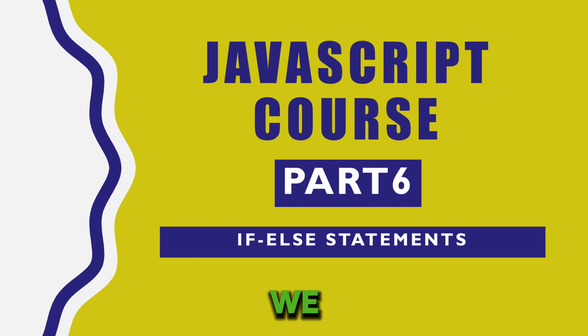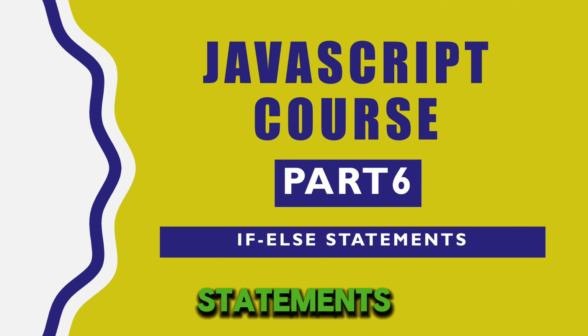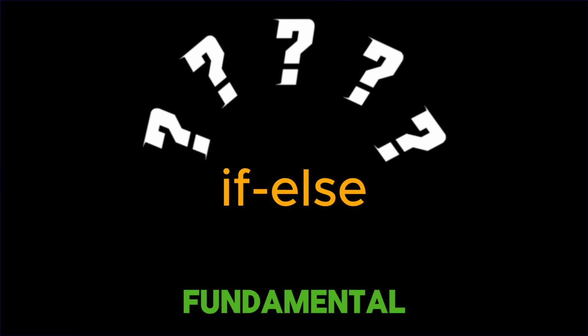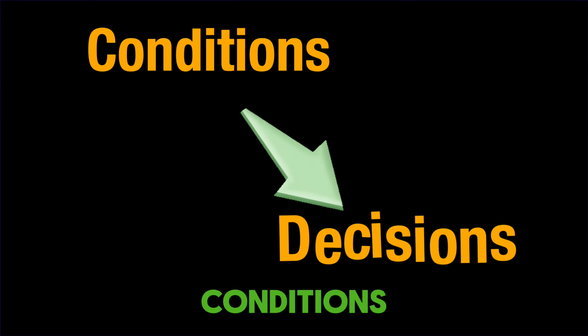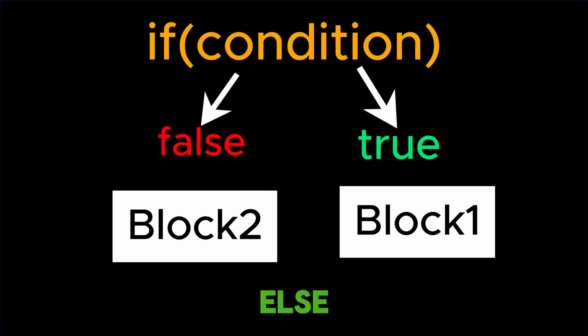In the last video, we explored operators in JavaScript and we used them to perform math operations, make comparisons, and work with logic. Today, we're going to build on that by learning how to control the flow of your program using if-else statements. If-else statements are fundamental to programming because they allow us to make decisions based on conditions. So, let's get started. An if-else statement lets you execute code based on a condition.